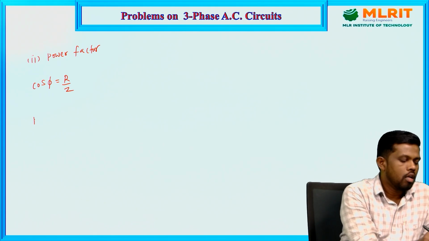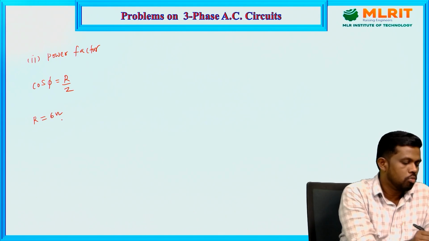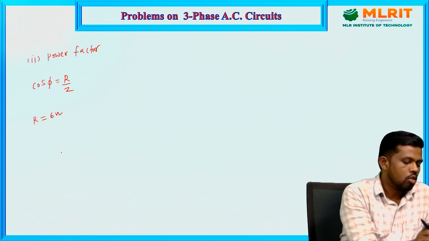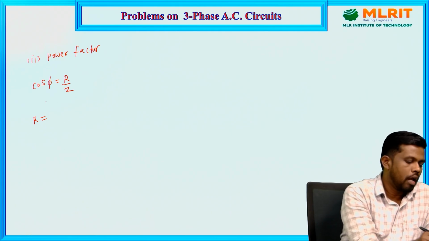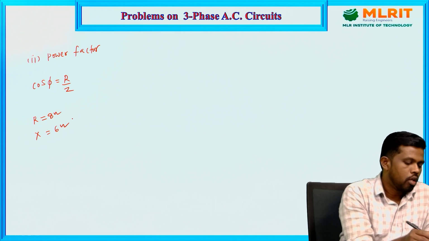So we already know the value of R. I thought it is 6 ohms, but it is 8 ohms. R is 8 ohms according to the question. Then X value is 6 ohms. Then we substitute, and we also got the Z value based on this. Z is 10 ohms per phase.